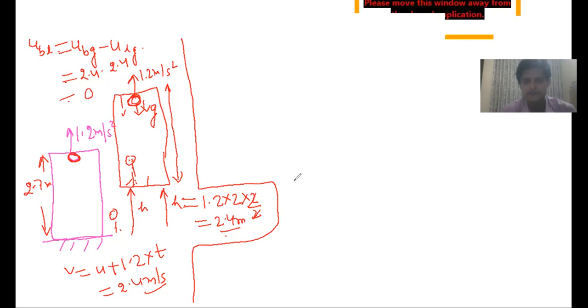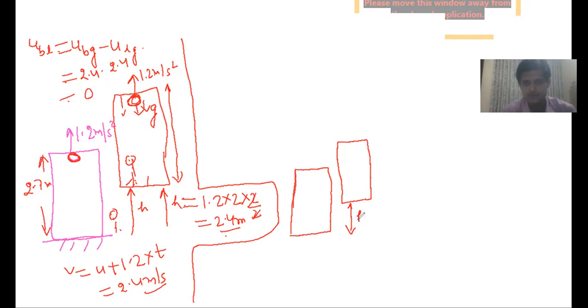So our lift, which will initially start from here, after 2 seconds has moved here. This distance will be 2.4, I think. So when the bolt from here starts falling after 2 seconds, suppose the bolt has fallen for a certain time.